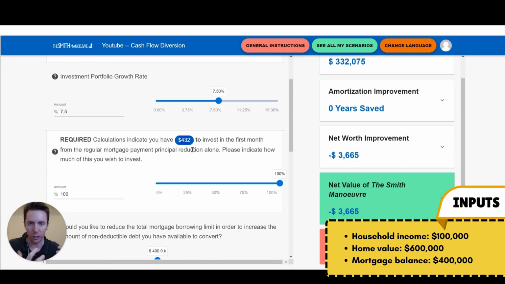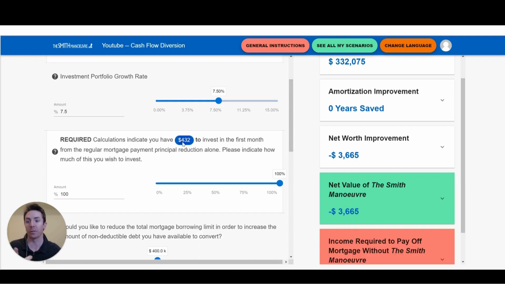So that's the original Smith Manoeuvre. That is the basic setup. We've got $432 able to invest from that initial payment every single month. Okie doke. Now we've got an investment return, 7.5, easy setting.